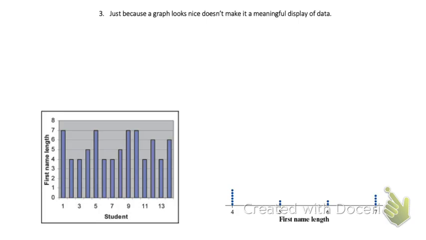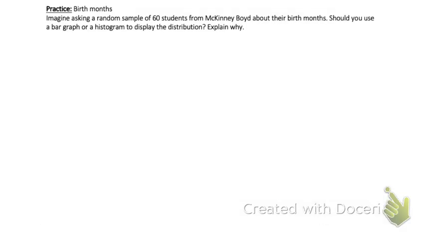All right, I have one more question for you. Actually, I have 2 more questions for you, but here's the first one. Imagine asking a random sample of 60 students from McKinney Boyd High School about their birth month. What should you use, a bar graph or a histogram? Bar graph. Why? Very good. You should use a bar graph because it is categorical data.